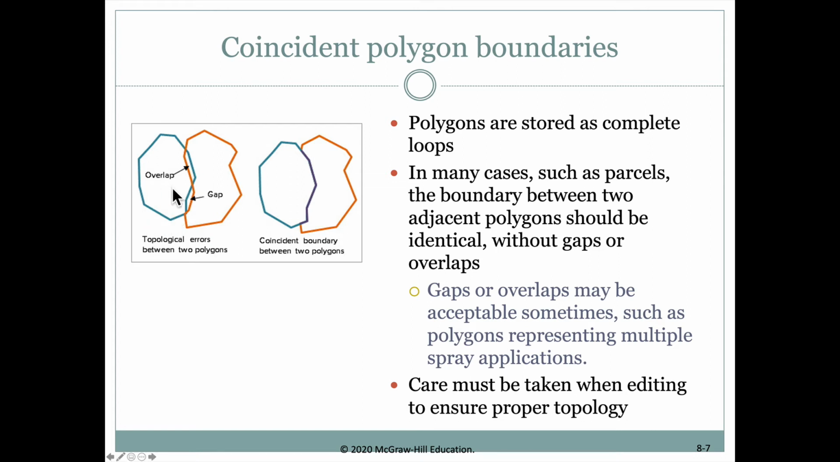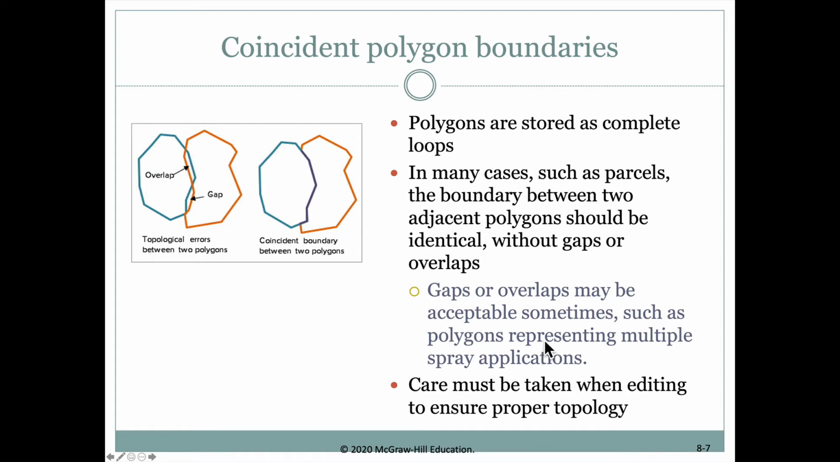So if we have coincident polygon boundaries, this is what we want to avoid. We don't want overlap of polygons, or gaps between the polygons. The way that we do this is we use one line as the coincident boundary between two different polygons. This is great for things like parcels or other sorts of polygons showing ownership of land, or states or counties or things like that. But sometimes we could have places where we might have gaps and overlaps.